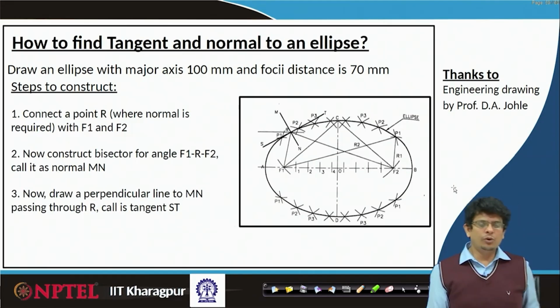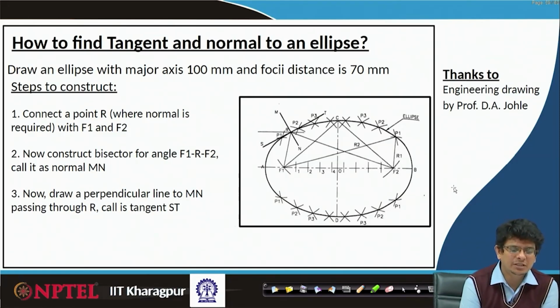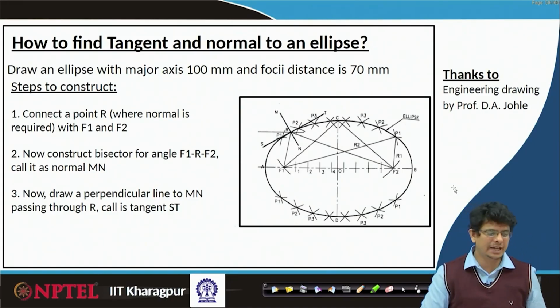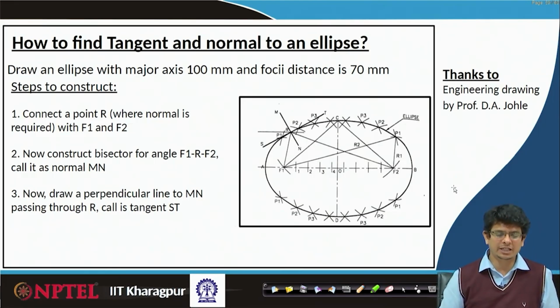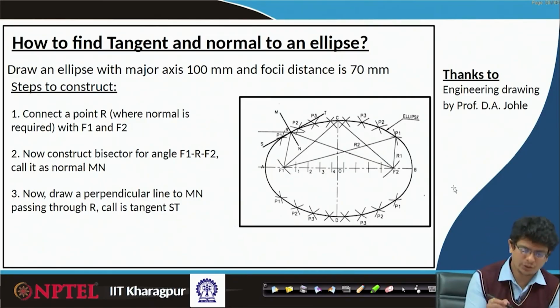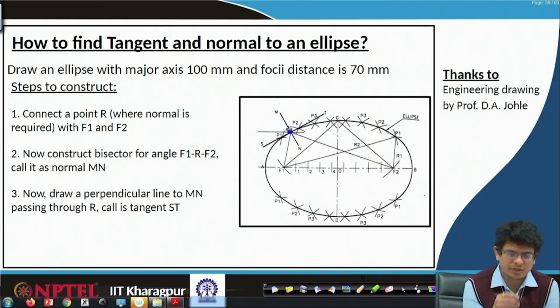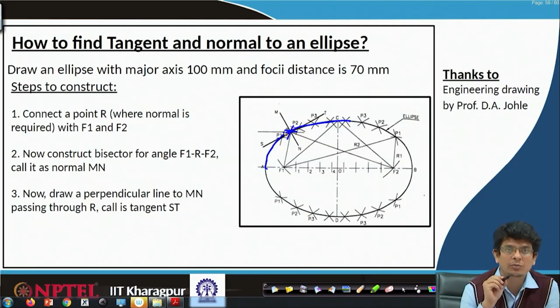Now, we will ask a question: how to draw a tangent and normal to an ellipse. For example, part of the curve we have constructed is an ellipse. Now, pick any point where we would like to construct a normal or tangent. In this case, we would like to construct, for example, at point R. So, this is the ellipse which we have joined, and our intention is to construct a normal to that.